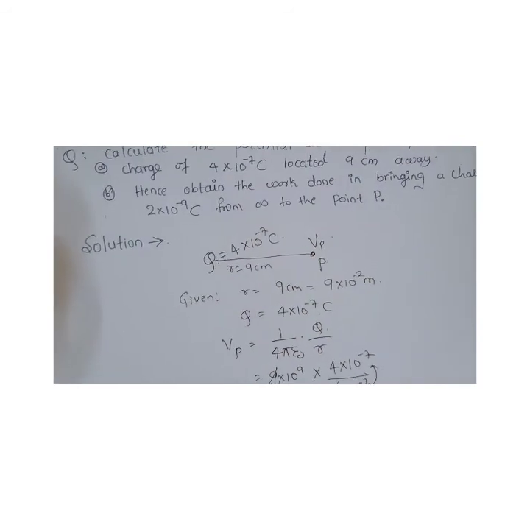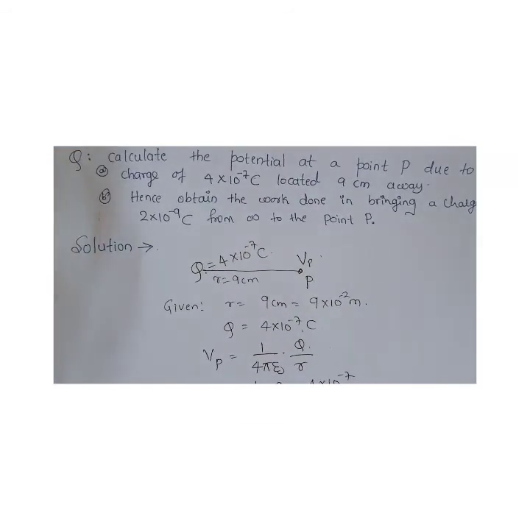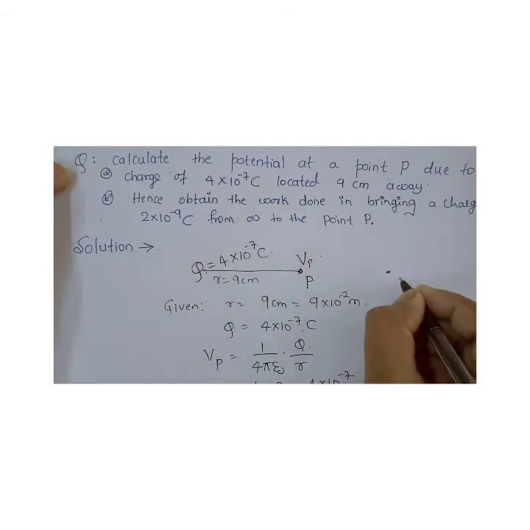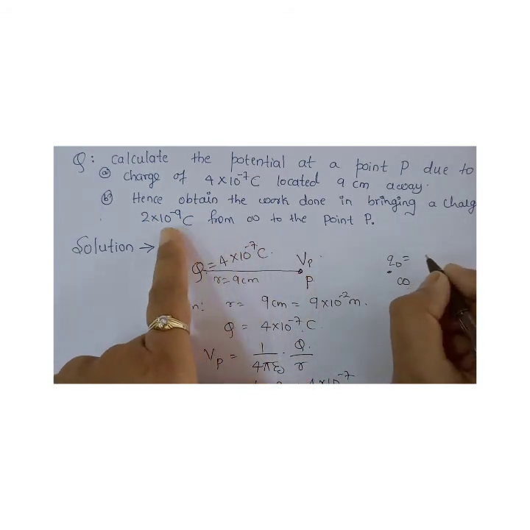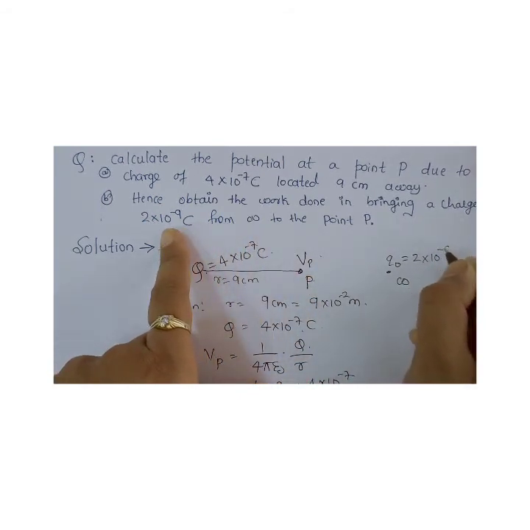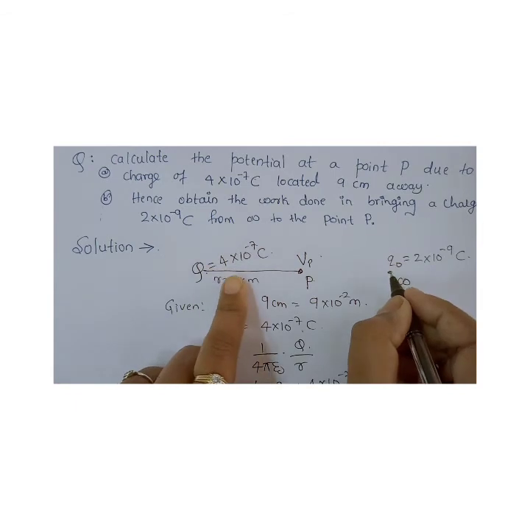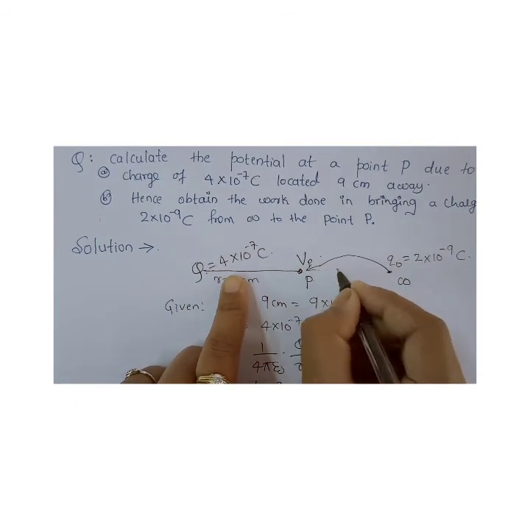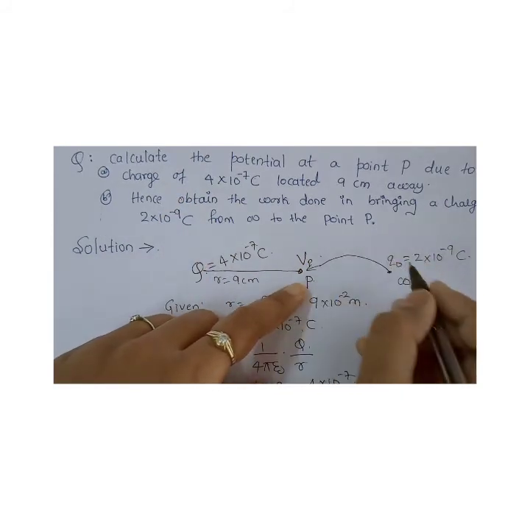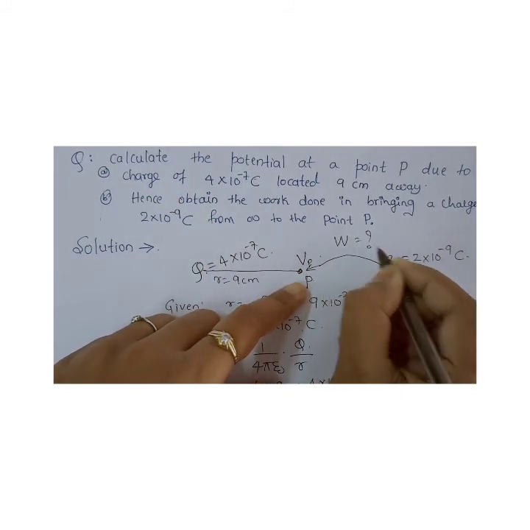Now what they are saying in the next question, the B part: hence obtain the work done in bringing a charge 2 into 10 raised to minus 9 coulomb from infinity to that point. Means somewhere at infinity there is a test charge, and the value of this test charge is 2 into 10 raised to minus 9 coulomb. Now you have to bring this test charge from infinity to this point P. So work done you have to calculate.